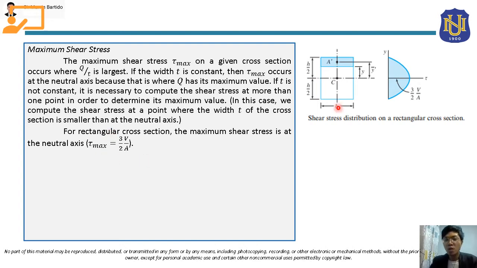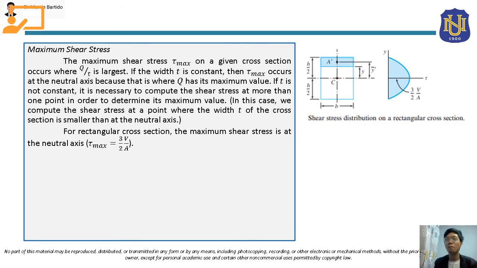But class, actually, this derived formula was also solved using the procedure we discussed on the previous slide, the VQ over It. So you can also use it, and the same result will come out as this. Okay, so again, class, the maximum shear stress for a rectangular cross-section is at the neutral axis. Okay, so that is where you will find it.